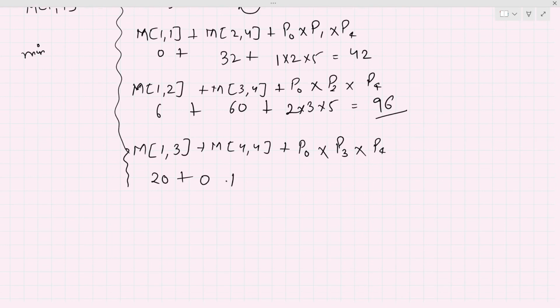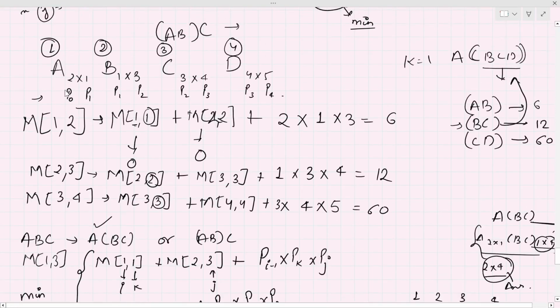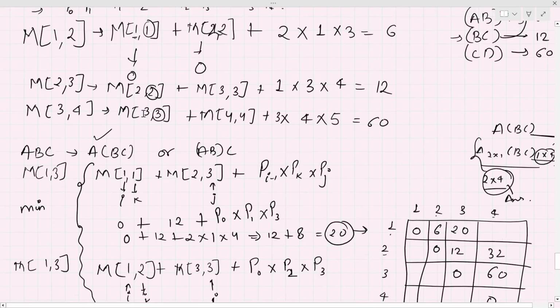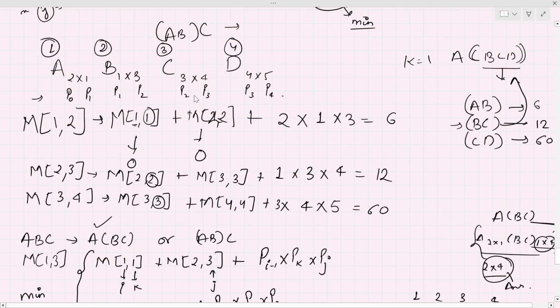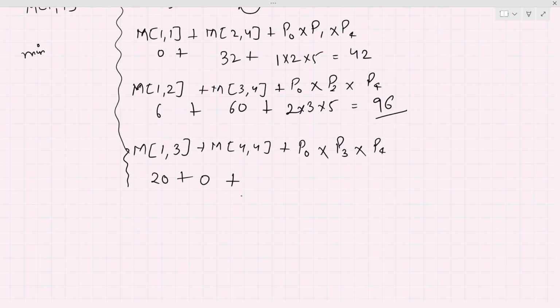Matrix 1, k is 0, definitely. P0, P3, P4. So what's the value of P0, P3 and P4? It means 2, 4, 5. 2 cross 4 cross 5. So the correct answer is 5 times 4 is 20, 20 times 2 is 40, and 40 and 20. If you add 40 and 20, you will get 60.